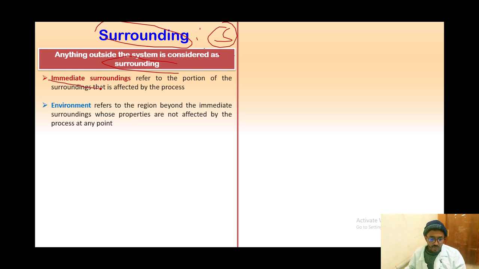We have immediate surrounding, which refers to the portion of the surrounding that's affected by the process. The surrounding which is closer to the system is obviously going to be affected by the system, so we call this immediate surrounding. And environment refers to the region beyond the immediate surrounding, whose properties are not affected by the process at any point. So if this is the system and this is the immediate surrounding, then beyond this we call it environment, which is not affected by the process at any point.